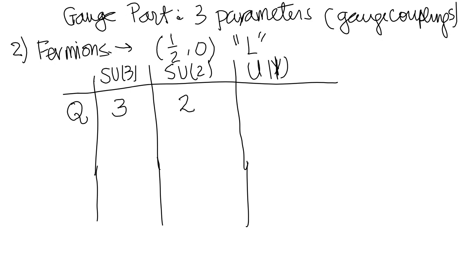If I were to write Q as a 2-component vector, usually we call the upper component U and the lower component D. Finally, I have to assign a hypercharge, which is just a number, and although it may seem peculiar, the hypercharge I assign to Q is 1/6.